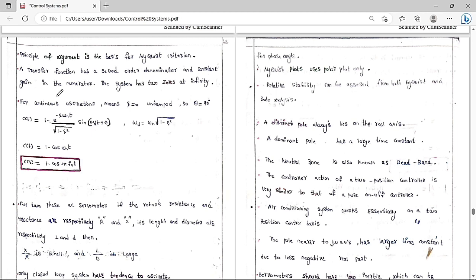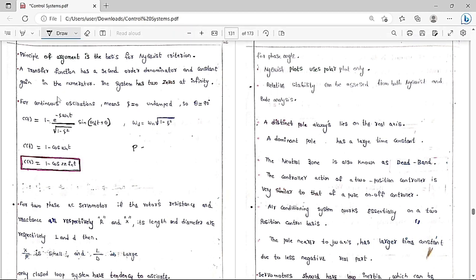The next point is that the transfer function has a second order denominator and a constant gain in the numerator. The system has two zeros at infinity. I have already told you one important point: the number of zeros should always be equal to the number of poles. In this question, the given transfer function is a ratio of numerator over denominator. The numerator is a constant and the denominator is of second order, which means the number of poles is 2. So definitely the two zeros should be at infinity.